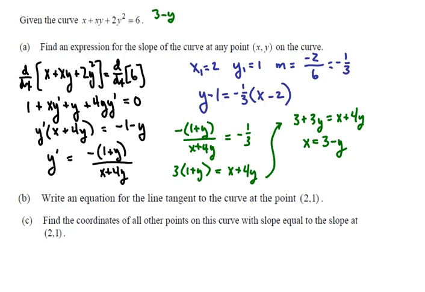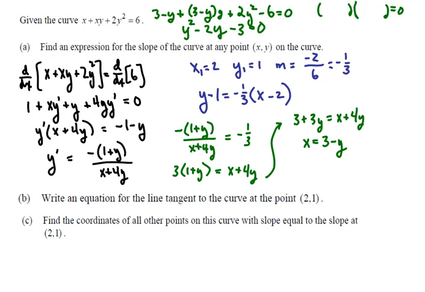So we would have 3 minus y, plus 3 minus y times y, plus 2y squared, and I'll subtract the 6 from both sides. Minus 6 is equal to 0. When we simplify, we get y squared minus 2y minus 3 is equal to 0, which we factor as y minus 3 times y plus 1, giving us the zeros. y is equal to 3, and y is equal to negative 1.